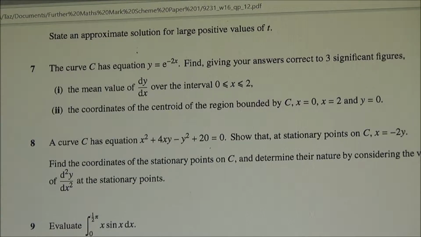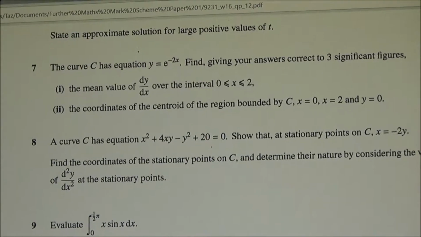For the second part, the coordinates of the centroid of the region bounded by C, x is equal to 0, x is equal to 2, and y is equal to 0. 9 marks for the second part.